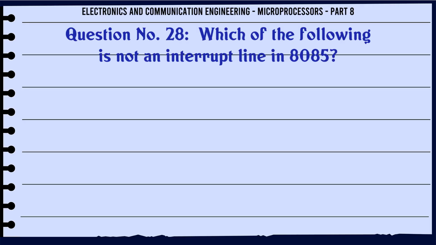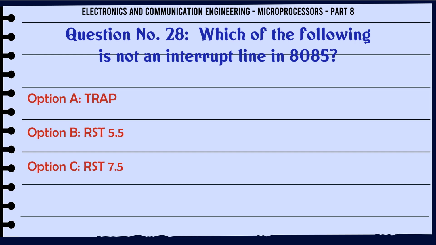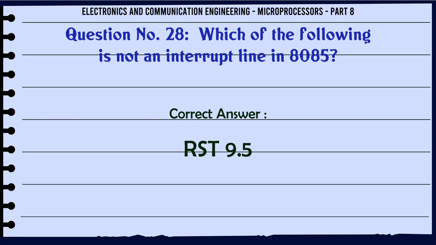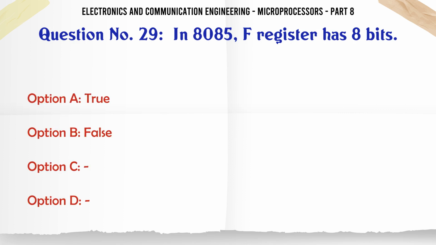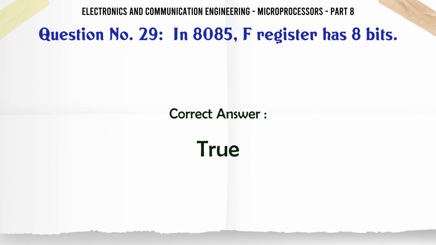Which of the following is not an interrupt line in 8085? A, TRAP. B, RST 5.5. C, RST 7.5. D, RST 9.5. The correct answer is RST 9.5. In 8085, the flag register has 8 bits. A, True. B, False. The correct answer is true.